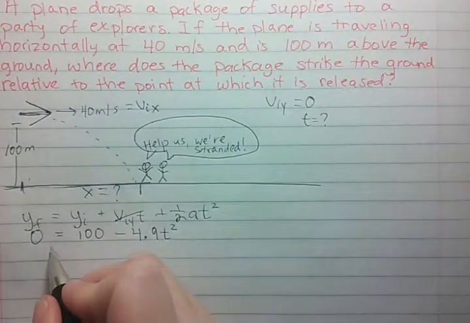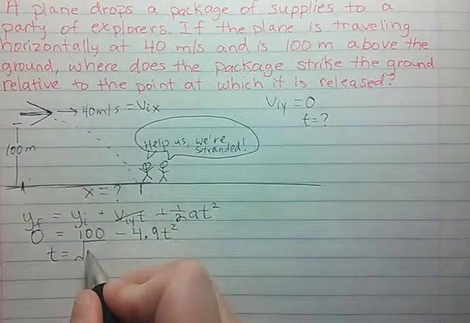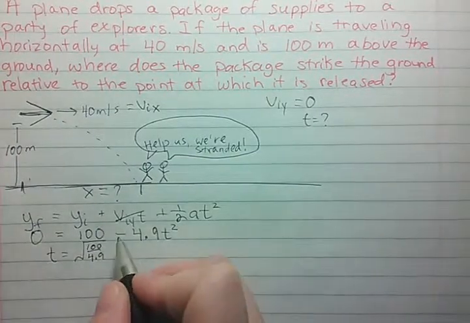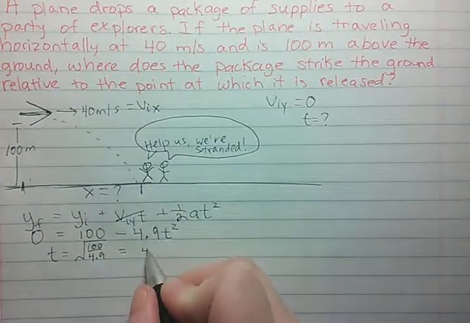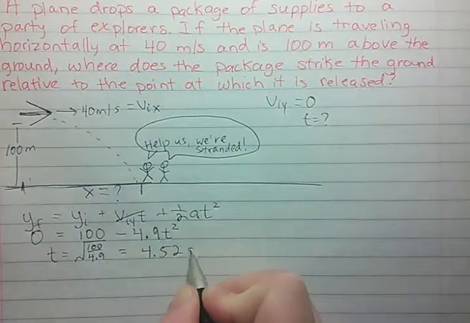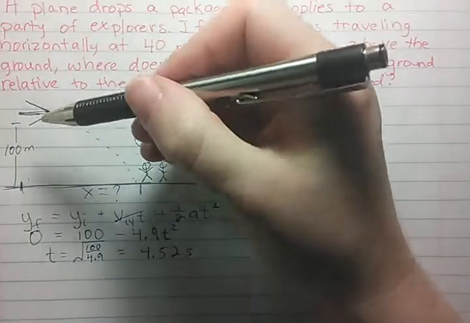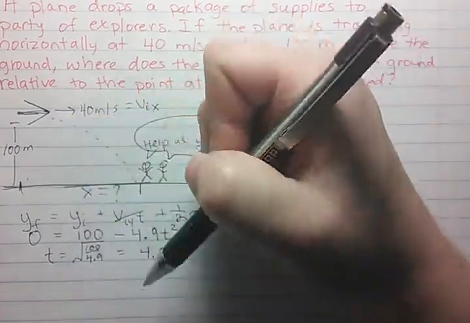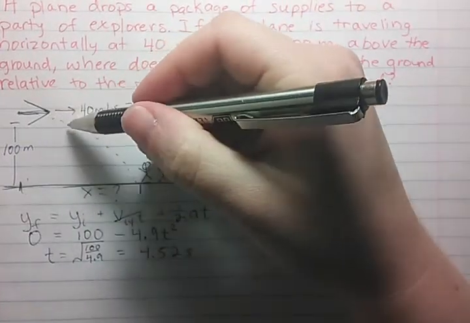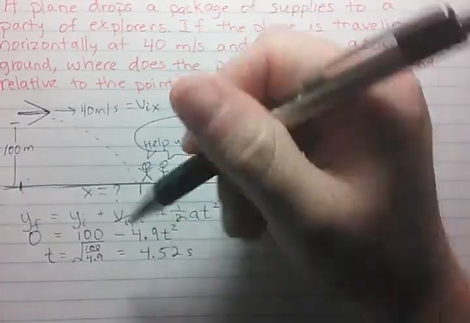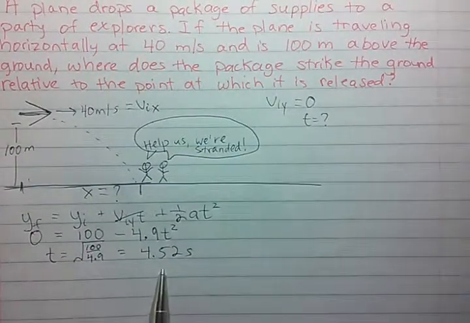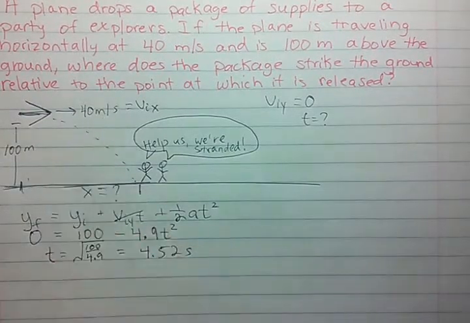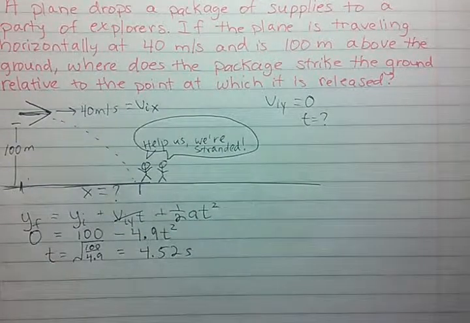If we solve for t, we will end up with the square root of 100 over 4.9, and if we solve that, we get 4.52 seconds. So in the vertical direction, it takes 4.52 seconds for the package to reach the ground. That will also be the case for the horizontal direction. If the package is traveling for 4.52 seconds, and we know its speed in the horizontal direction, we can figure out where it hits in the horizontal direction.